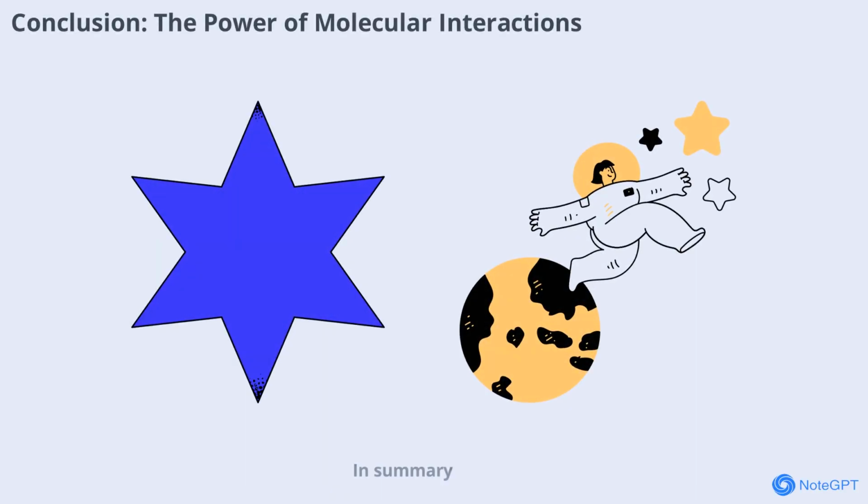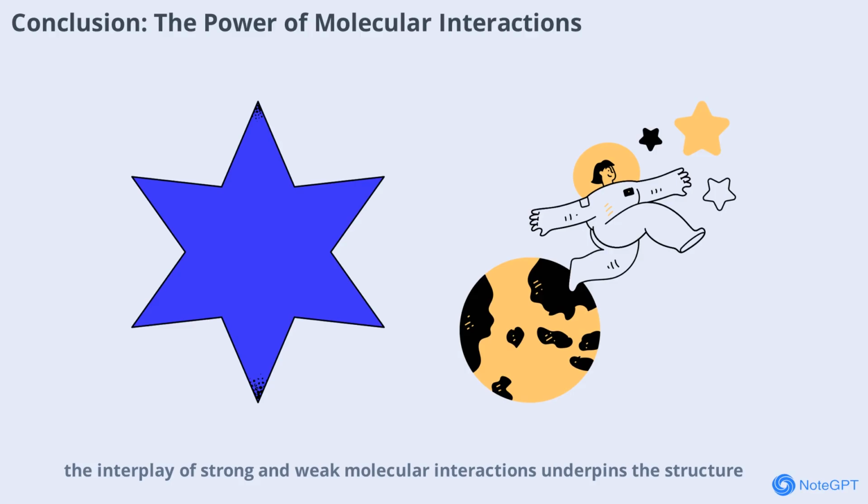In summary, the interplay of strong and weak molecular interactions underpins the structure, function, and dynamics of all biological molecules. From the stability provided by covalent bonds to the flexibility and specificity enabled by weak forces, these interactions are at the heart of biochemistry. Understanding them is essential for anyone studying life at the molecular level.